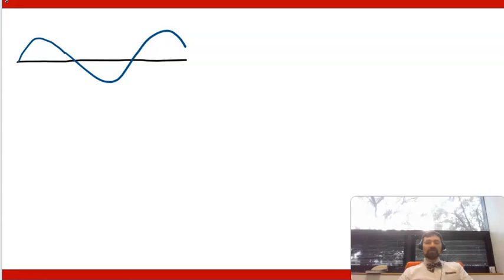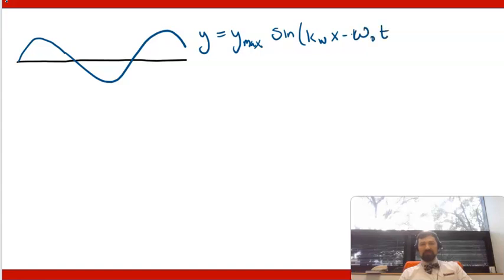Now, suppose that we look at this wave and ask, okay, this wave might be represented by y equals y max times the sine of the wave number times x, minus the wave's angular frequency times time, plus maybe some phase offset. For example, if this is at time zero, the phase offset might be zero. And again, recall that basically what we have here is the y direction and the x direction.